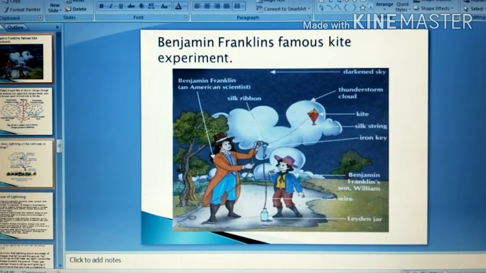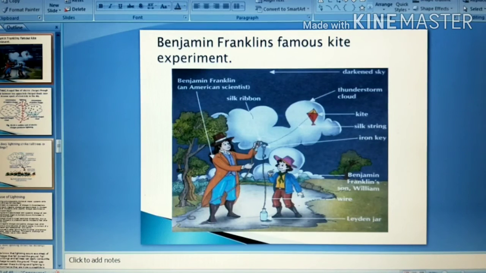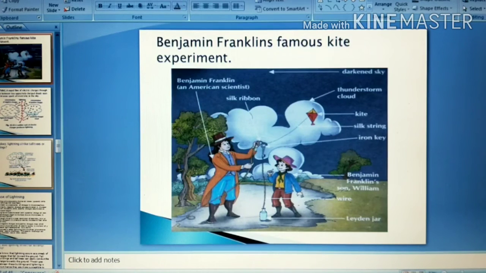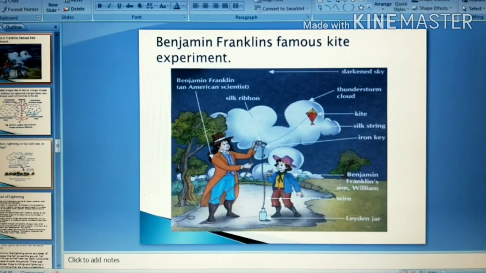The picture which you see here is related to Benjamin Franklin's famous kite experiment. In 1752, on a dark June afternoon in Philadelphia, USA, the 46-year-old Benjamin Franklin, an American scientist, decided to fly a kite. With the help of his son William, he attached his kite to a silk string, tying an iron key at the other end. Next, they tied a thin metal wire to the key and inserted the wire into a leaden jar, a container for storing an electric charge, as you can see in the figure.